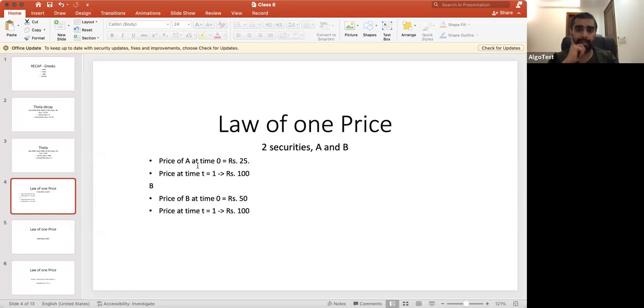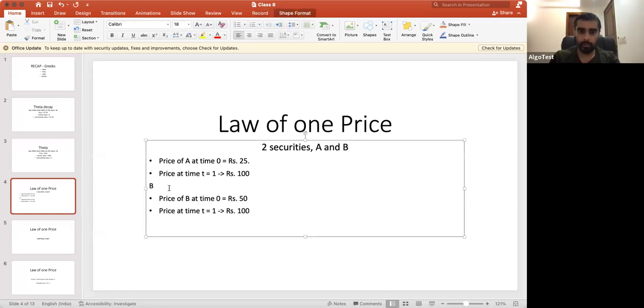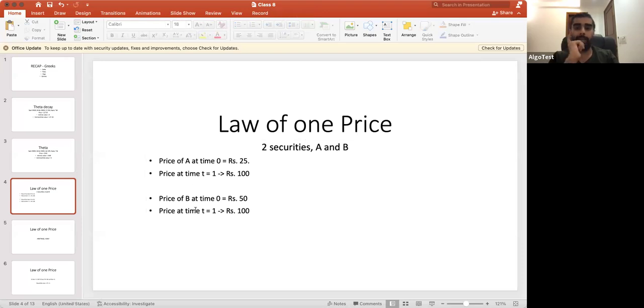Can I trade A and B? Can I put a trade on between A and B today that will give me a riskless profit 1 year from now? Is there an arbitrage here? Tell me. The game is I can buy A, sell A, buy B, sell B. I can do any of these things today at t equals 0. I can buy as many of A as I want to, and sell as many of A as I want to. Same with B.